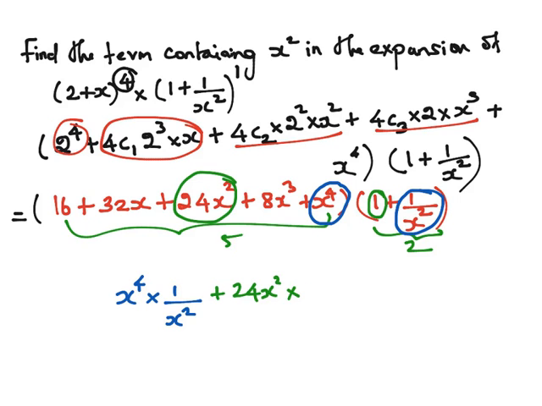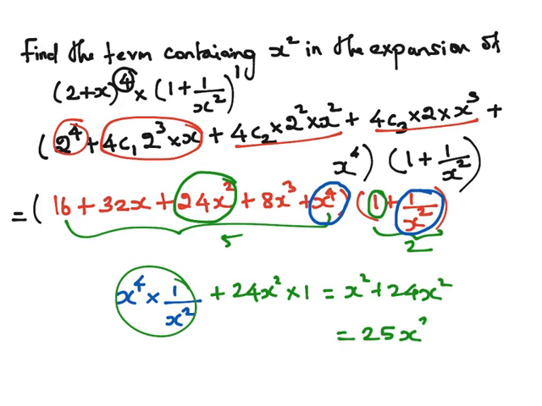So basically this will become x squared plus 24x squared. So the answer is 25x squared. That's all. A very simple problem. So this is how you do it. Okay, so let me rephrase this problem. Suppose the problem is like this: find the term containing x, not x squared but x. Same problem. So what I'll do is, let me erase this part.